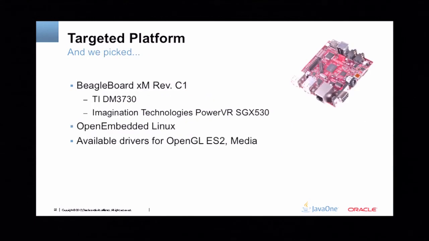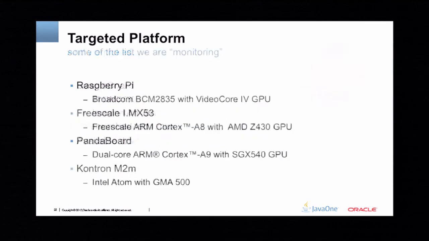After all of our decisions, we picked the Beagle XM, not because it was the fastest. We actually didn't want the fastest. Not because it was the slowest, because we didn't want that either. But it had some of the sweet spot for us, okay? It had available drivers. It had the ability for those graphical drivers to write directly to the frame buffer, which isn't always available on some platforms.